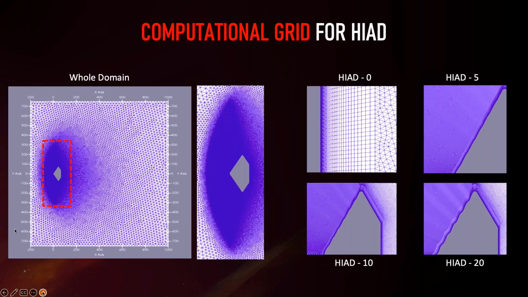So here too, as expected, we had to spend a lot of time focusing the grid refinement around the geometry, and you can see that close to the body, we again used the inflation layer to get good accuracy for the heat transfer values. So you can also see the details of the scalloping in the HIAD 20 here in the bottom right.